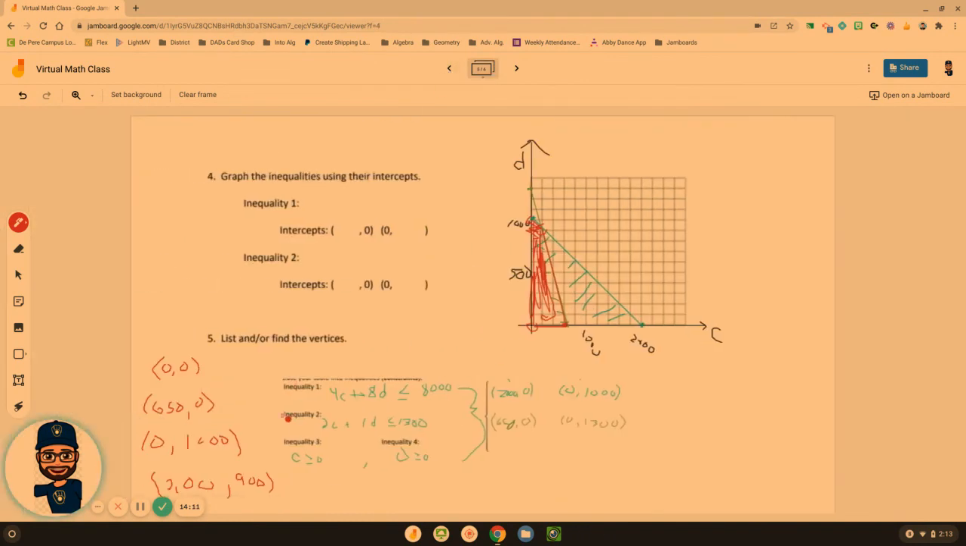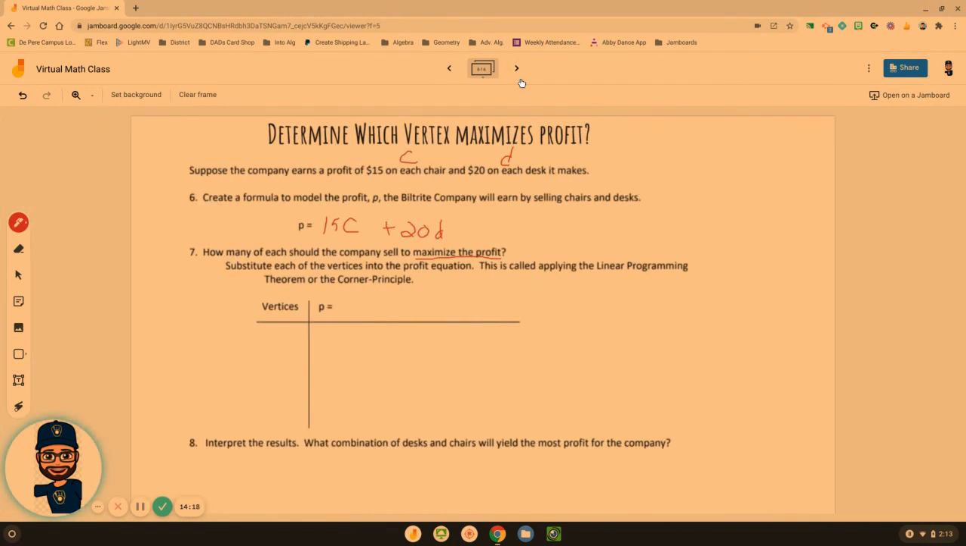But remember, as we test, these are going to be C's and these are going to be D's right here. And this is where I'm going to stop the video, because I'm going to have you see if you can plug in the vertices using this profit formula to see which one of the vertices truly gives you the most profit, the greatest amount of money. We will continue working on this and practice using different computer programs the rest of this week.